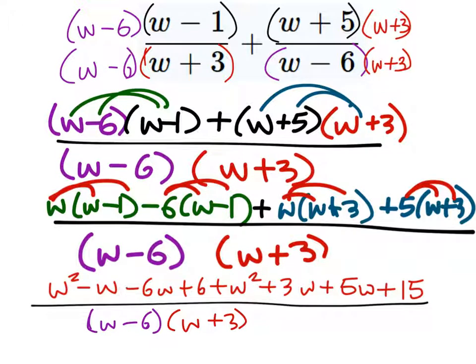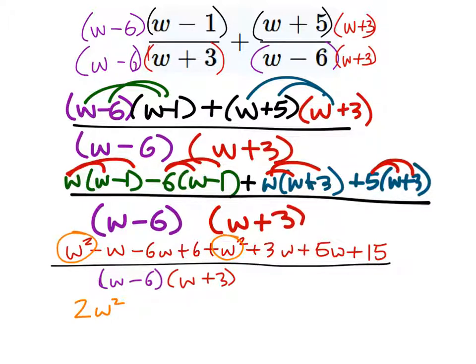Well, at this point now, all we're doing is looking for like terms to combine, in the numerator specifically. So I've got my w squared and this other w squared. Now for my w's, I got this negative 1w with this negative 6w's, that's negative 7w's, plus 3w's is negative 4w's, plus 5w's would be a positive 1w. You don't really need the 1 there if you don't want it. Whatever. Then I've got my constants. I got a 6 plus 15, which would be a positive 21.